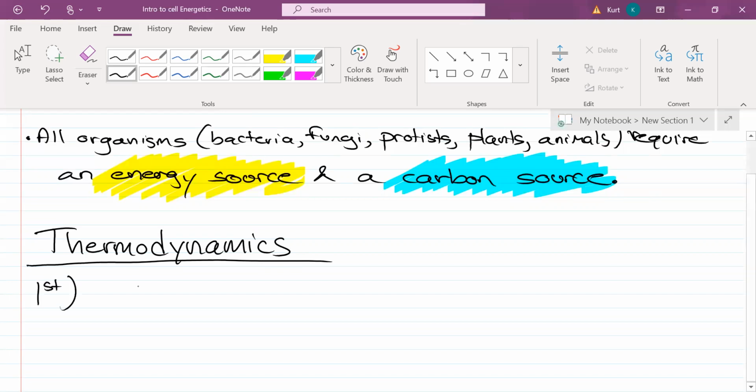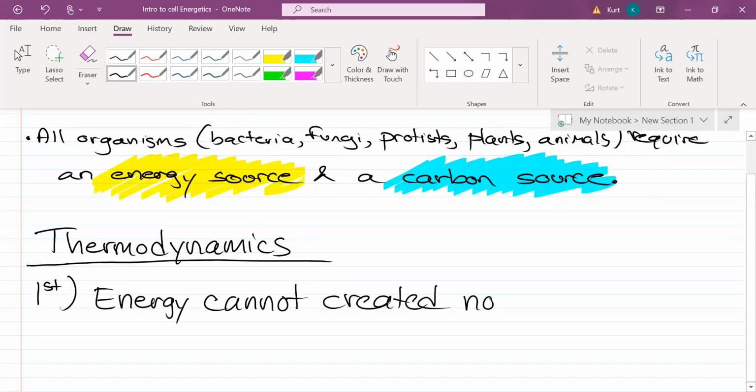First law of thermodynamics, I know you've heard this before: energy cannot be what? Cannot be created nor destroyed. The heck does that mean? It means that energy is cycled, just like matter is cycled. When you were in freshman bio, honors bio, you learned about the water cycle, the nitrogen cycle, the phosphorus cycle, and the carbon cycle. Those cycles basically mean that carbon, nitrogen, phosphorus, and water are used up over and over again.